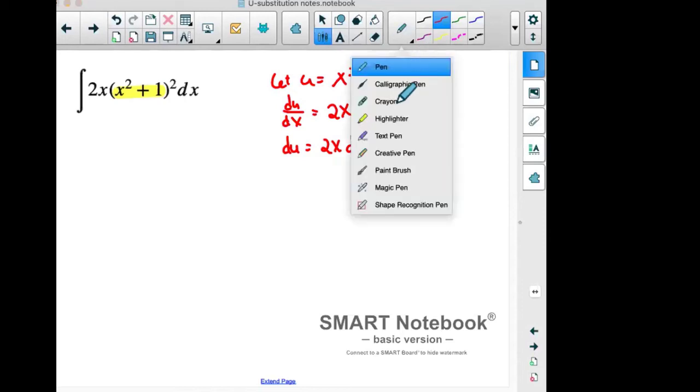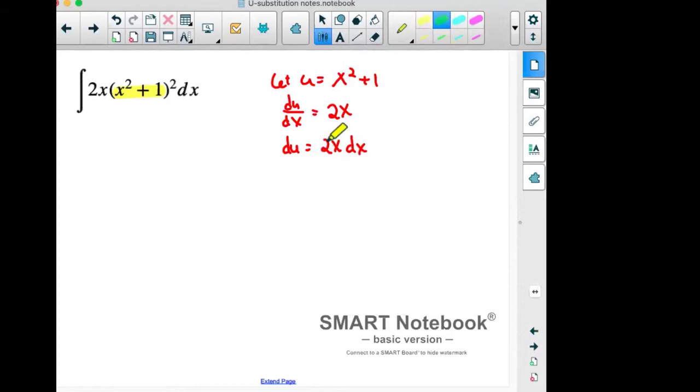And when I do this, I notice something cool that happens. If you look at it, here I have 2x dx. So the derivative of my inside function is 2x dx. Well, look, that's everything that's left over in my function. So it fits the pattern. I have my inside function, f of g of x. That x squared plus 1 is inside the square function. And then this in the green is my derivative of u. So that fits the pattern.